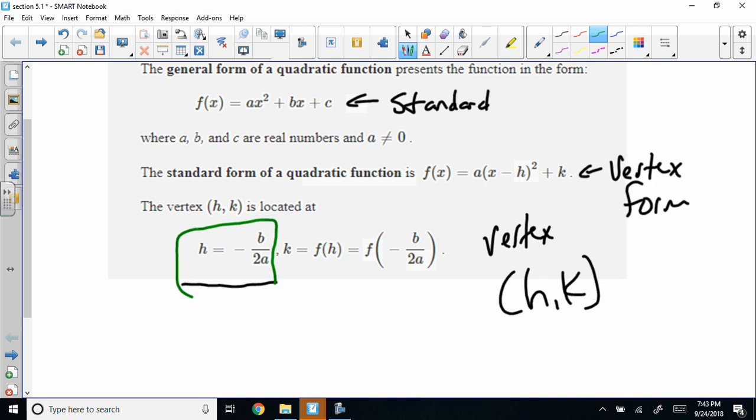And then f of h means when you take that output and plug it in as the input of the function itself, you're basically taking input, finding an output, right? So you're going to find what h is and then plug it back into the equation to find the output, which would be k. So that's what you're talking about here.